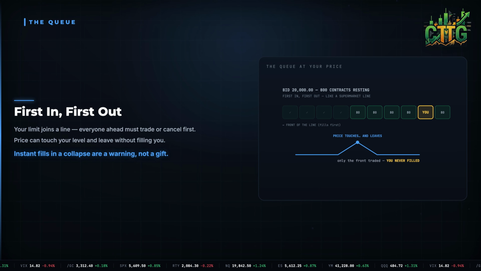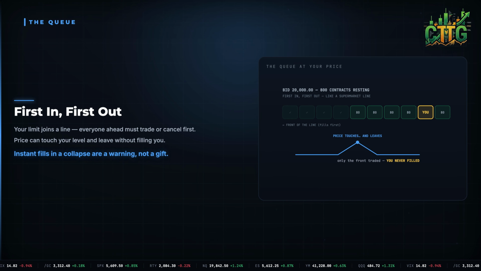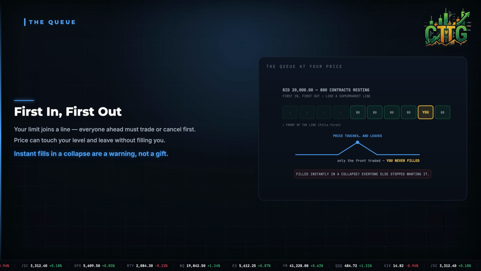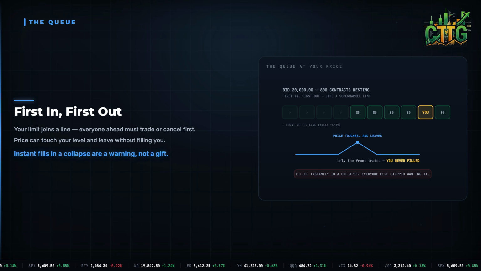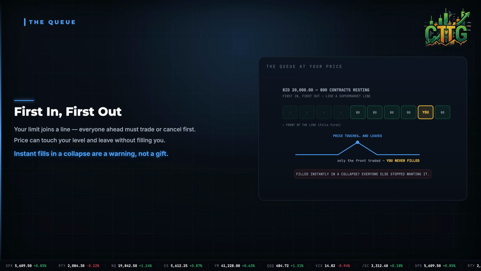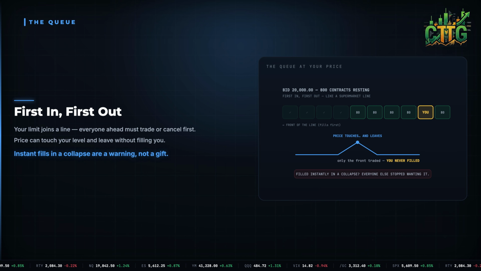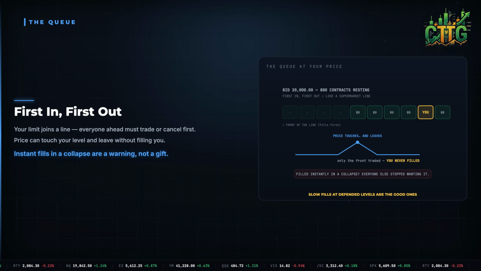And here's the uncomfortable one. The easiest fills are the worst ones. If price slices through your bid instantly, you got filled because everyone smarter than you stopped wanting it. Getting filled slowly at a defended level is a good sign. Getting filled instantly in a collapse is not.